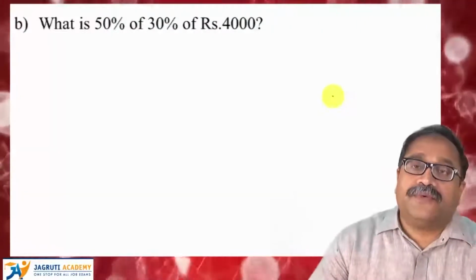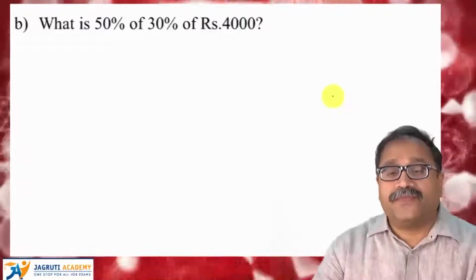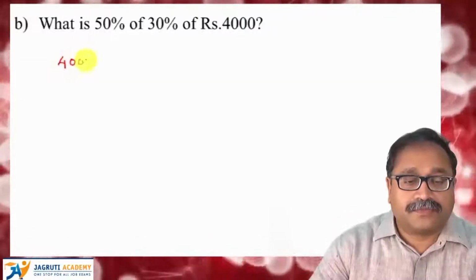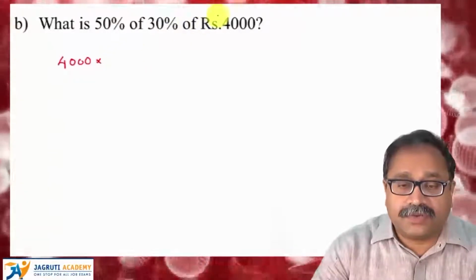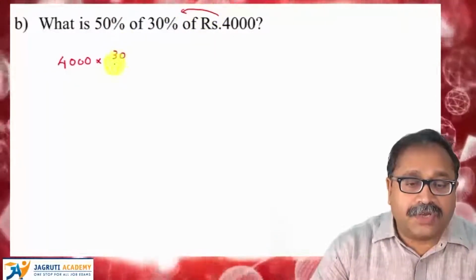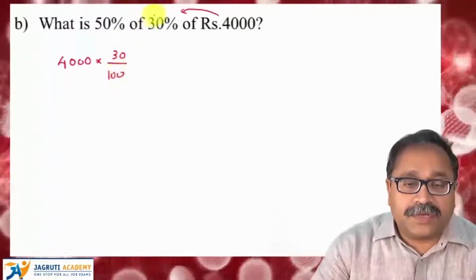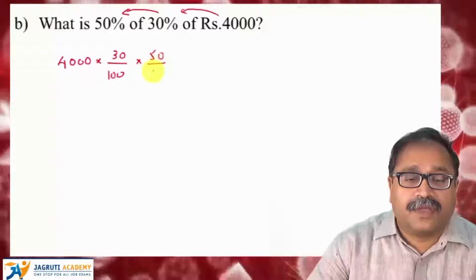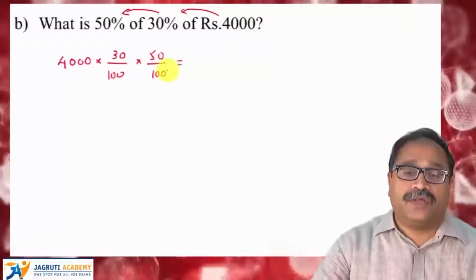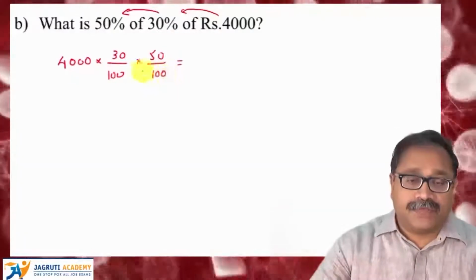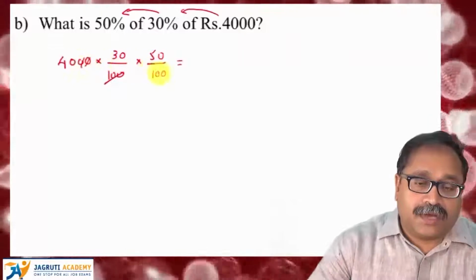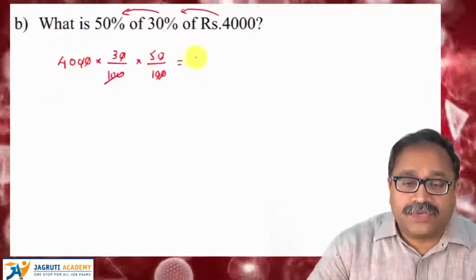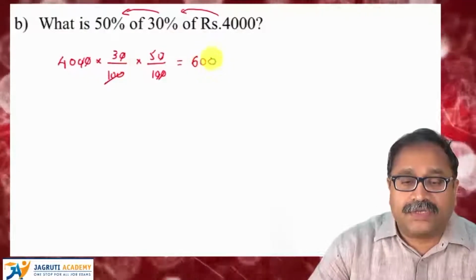For example, what is 50% of 30% of 4000? Two ways. The first method, I can take 4000 into 4000's 30%. So I will make this as 30 by 100, and this 30%'s 50%, I will make it as 50 by 100, and by solving this I get the value. Now these zeros get cancelled, and these 2 zeros get cancelled over here, then 5 threes are 15, and 15 fours are 60. So 60 followed by one more 0, that's 600 is the value.